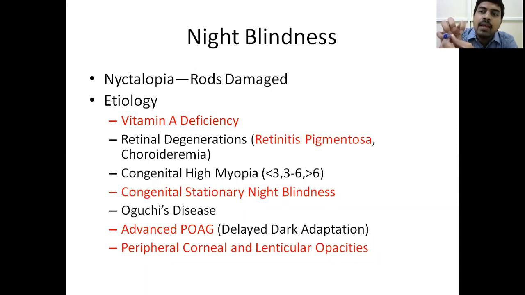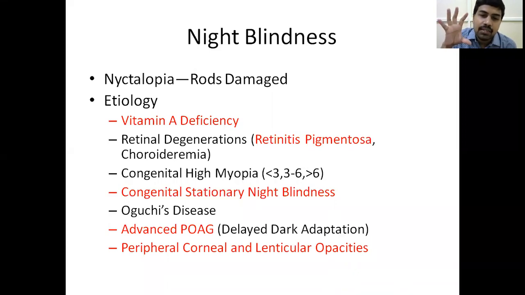The vision is less. Similarly, if the opacities are in the periphery, then what happens is, in daytime when the pupil constricts, the vision is normal. But in the night time when the pupil dilates, this opacity falls in the pathway of the light, thereby causing scattering of the light and leading to night blindness. So peripheral corneal opacities and peripheral lenticular opacities. So in cornea also same like that only. So if peripheral corneal or lenticular opacities, there will be night blindness, because in night time the pupil dilates.